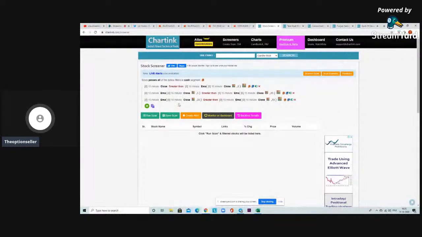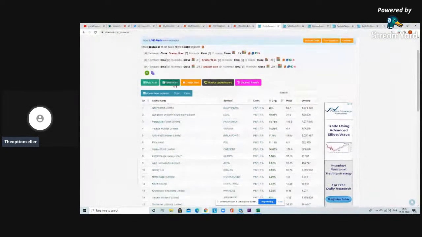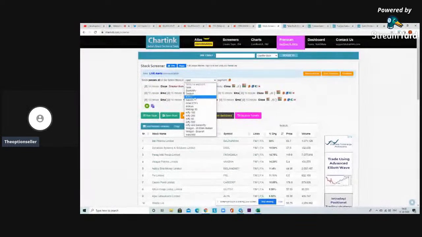For each bullish signal, before you take a trade, just check the Donchian on daily charts to see whether it is in bullish mode or bearish mode. If the daily is also bullish and you are getting a 15-minute entry on bullish, then you take that trade. For example, I've selected all cash stocks. I can select all the futures stocks.